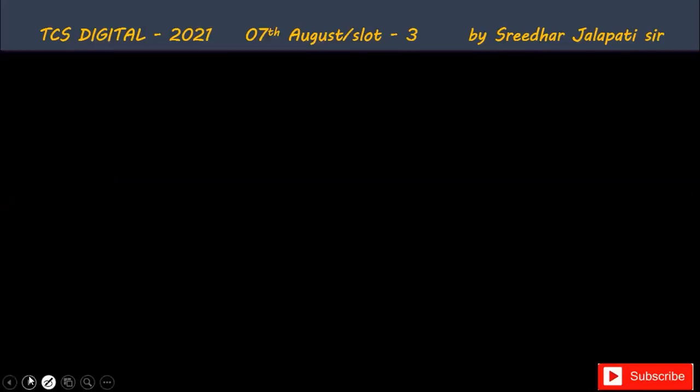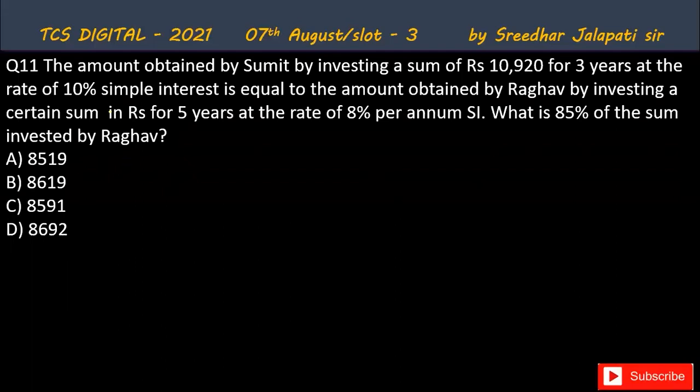Here is the solution for question number 11. The amount obtained by Sumit by investing a sum of rupees 10,920 for 3 years at the rate of 10% simple interest is equal to the amount obtained by Raghav by investing a certain sum in rupees for 5 years at the rate of 8% per annum under simple interest. But at the end, you are asked to find 85% of the sum invested by Raghav, not full investment, only 85%. By the way, first of all, the amount obtained by Sumit under simple interest.